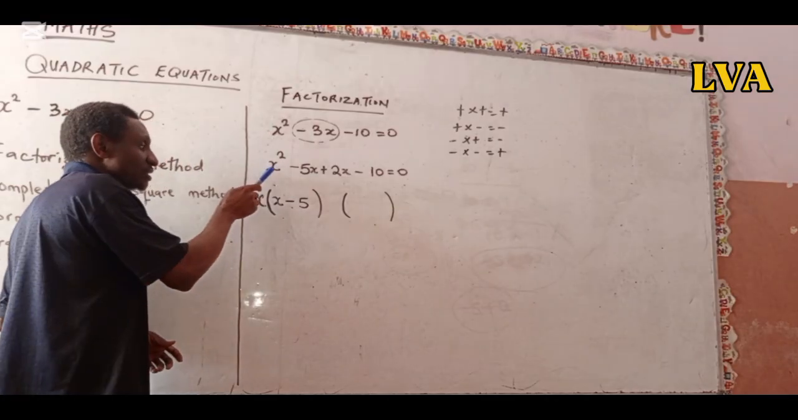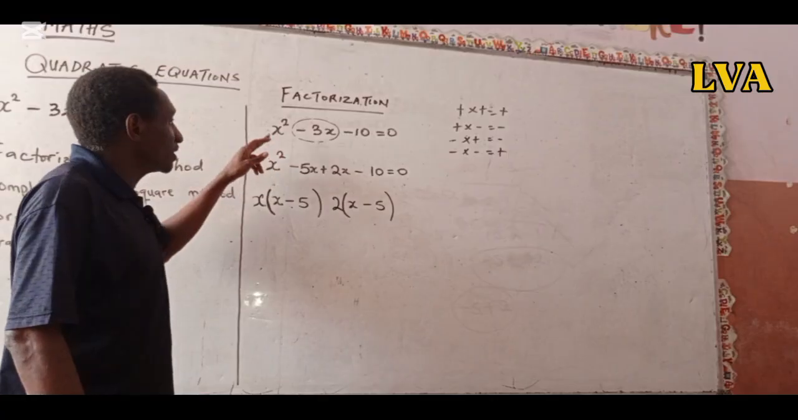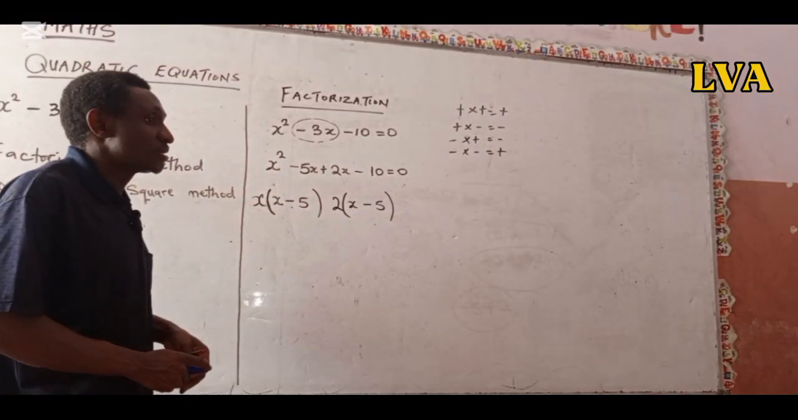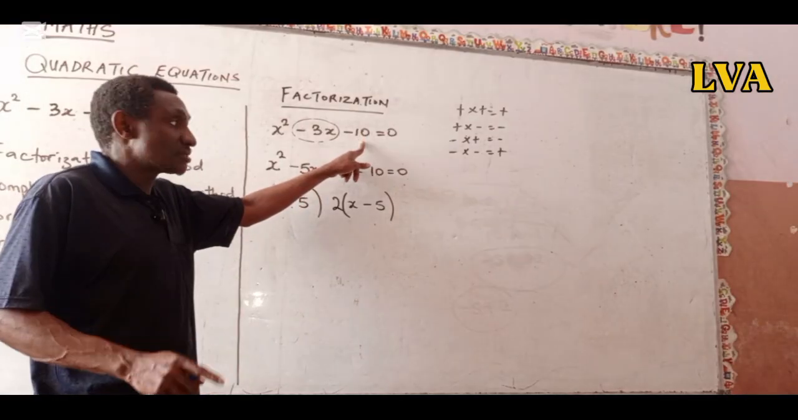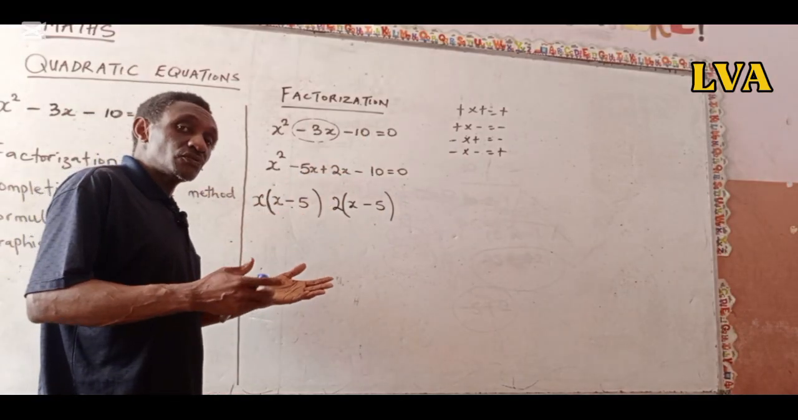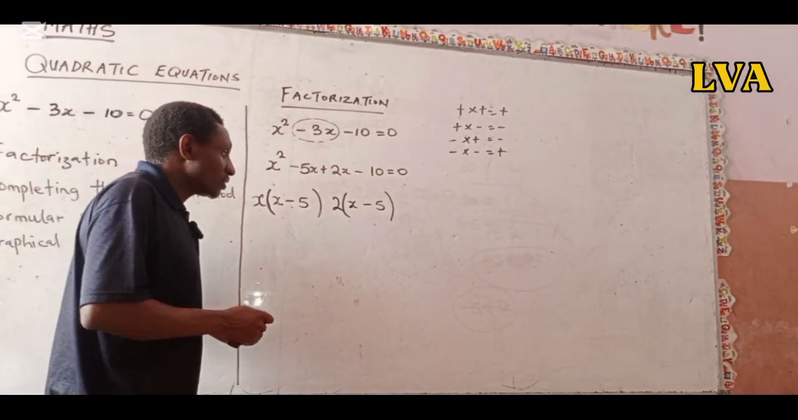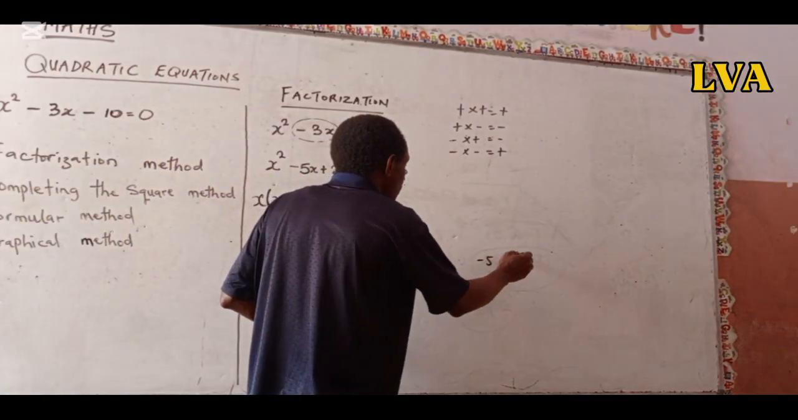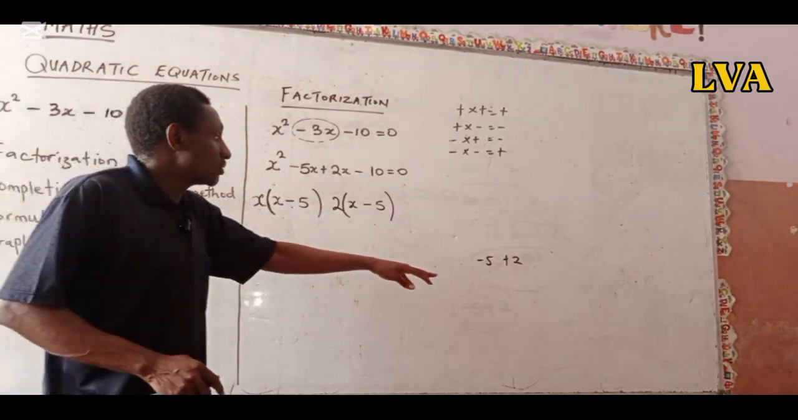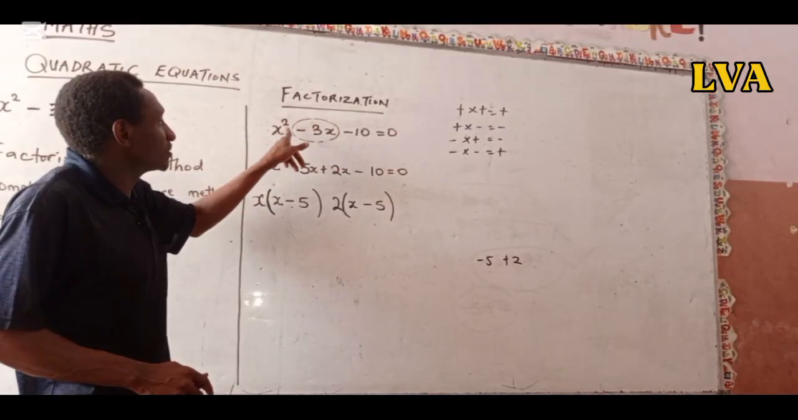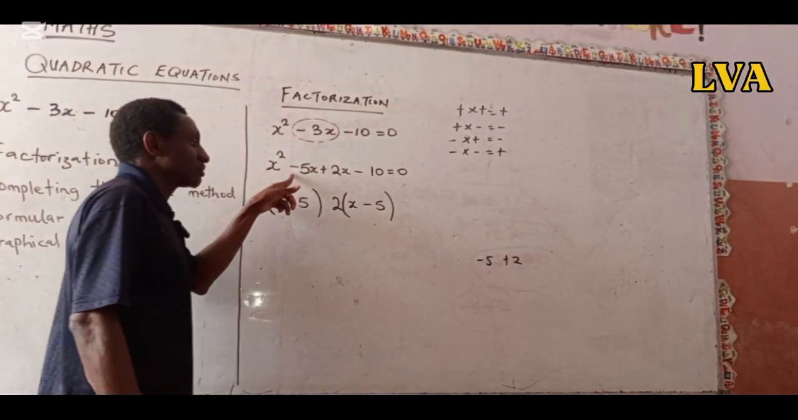Like we have said, from this step we have now arrived at this step. Remember, first look for two numbers that will multiply to give you minus 10 and, if you're not multiplying, should give you minus 3. We have found the two numbers to be minus 5 and plus 2. Once you have those numbers, they replace your minus 3x here. So in place of minus 3x, you take minus 5x plus 2x.